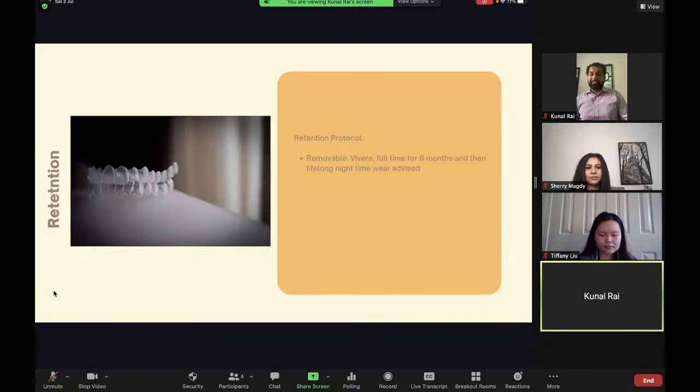Patients always ask me, how long do we need to wear the retainers? I always ask a question back to them. How long would they like to have their teeth straight? Depending on the answer, that is how long you want to wear the retainers.